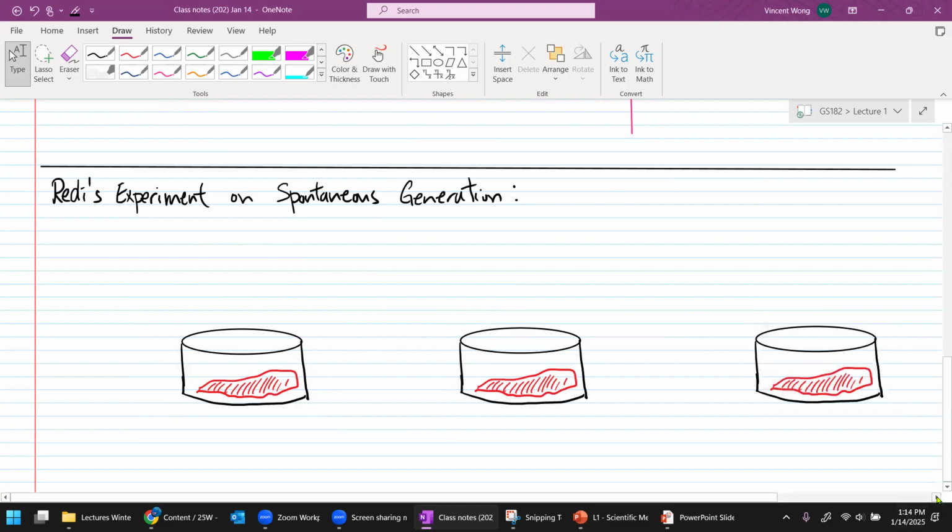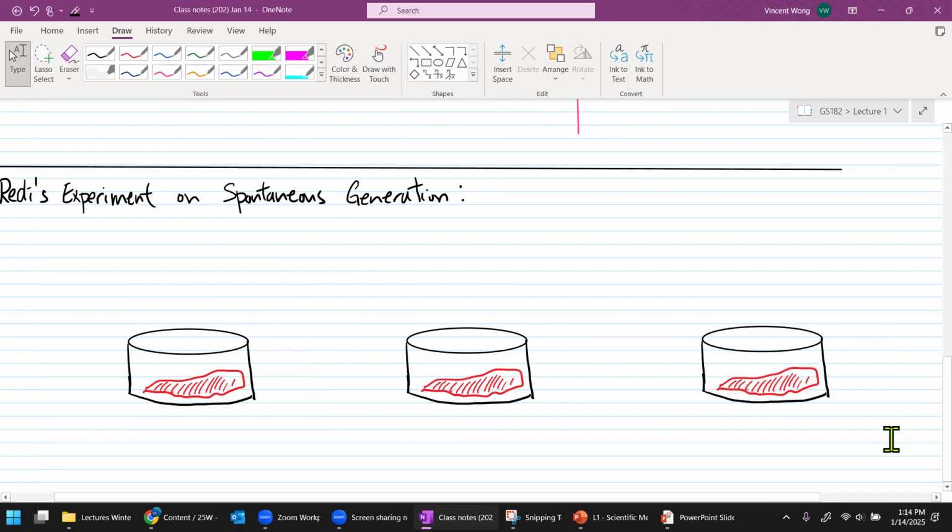So he had 3 jars set up. Jar 1, jar 2, jar 3.